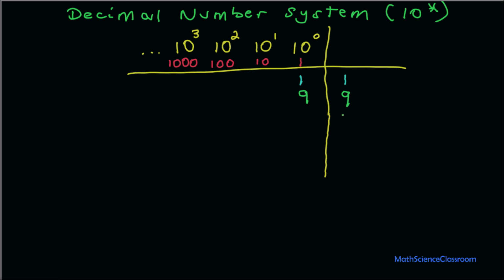The next number we're going to try and encode is number 16. So how do we encode 16 using powers of 10? So in the ones place we have 6, so I'll write that in the ones place. And then in the tens place we have a 1. So that is the encoding for the value of 16.